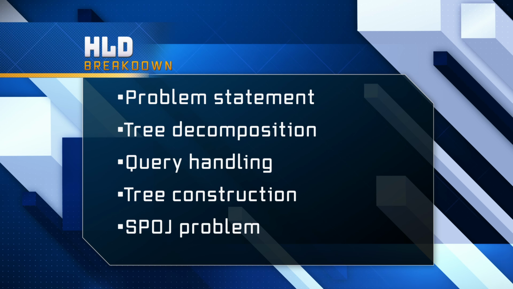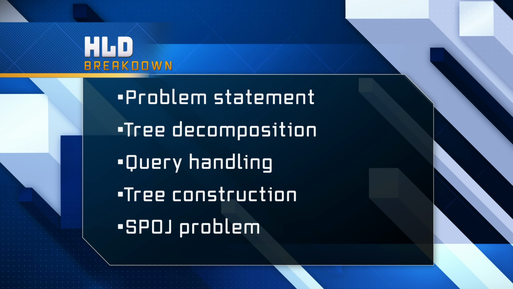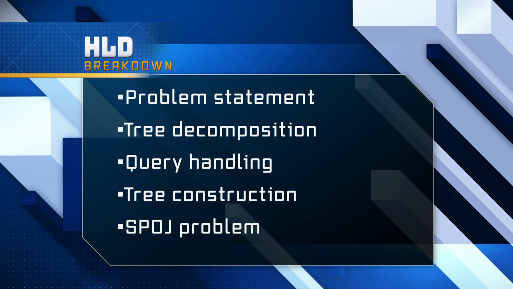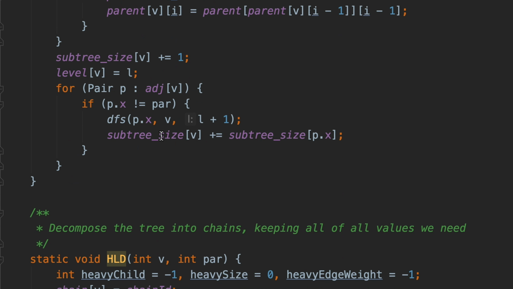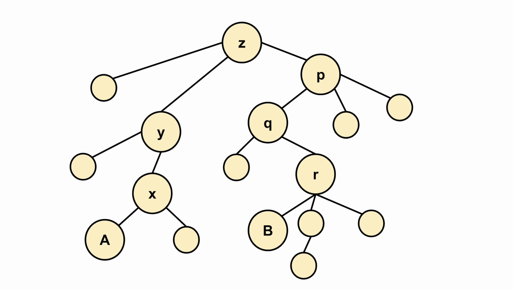It's a complicated topic, so I'll try to break it down into simpler parts. First, we'll talk about the problem statement, which will give us a use case for heavy light decomposition. At the end of the video, we'll actually solve a problem from Spoj, which is based on heavy light decomposition. We are given a tree which is rooted at Z, and we need to answer two types of queries efficiently.